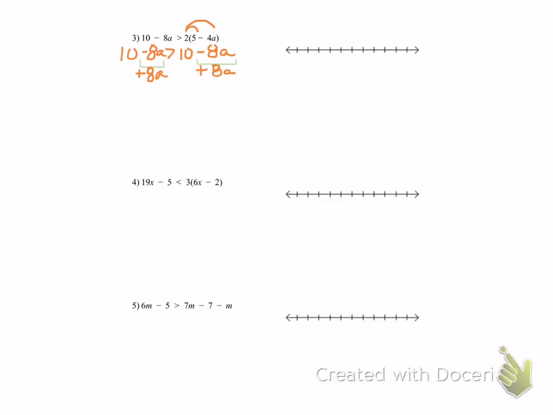Alright, so here's what happens. We can see that these cancel out, and negative 8a plus 8a, those cancel out too. So we have 10, and then we have 10 left over. As we can see, there's no variables left over. So this is going back to my number of solutions. If I have 10 is greater than 10, we can see that that's totally false because there is no equal to. And because it's false, that means that there is no solution.